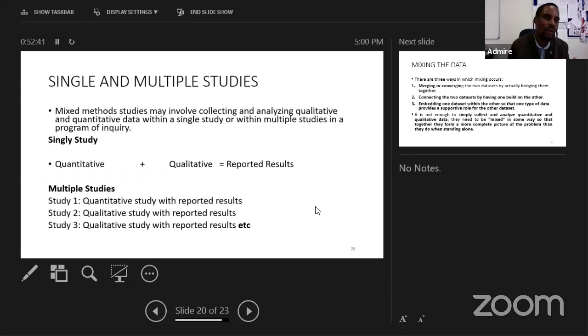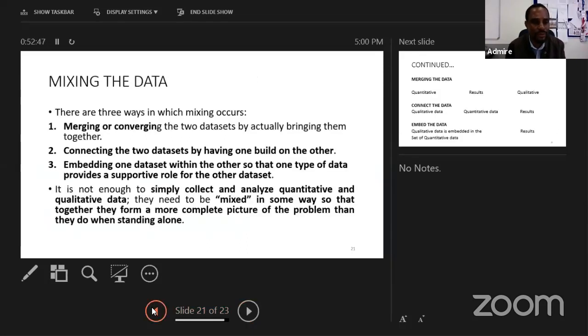So it depends on what exactly you want to use. But at the end of the day, it's important to understand which design you are going to use. Are you going to use explanatory? Are you going to use exploratory? Are you going to use the embedded approach?